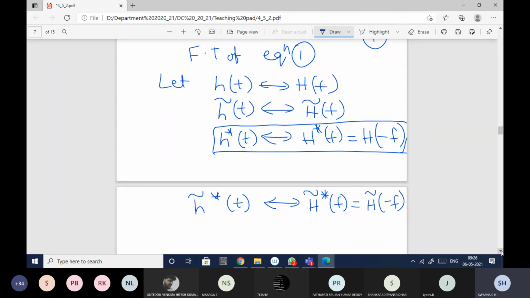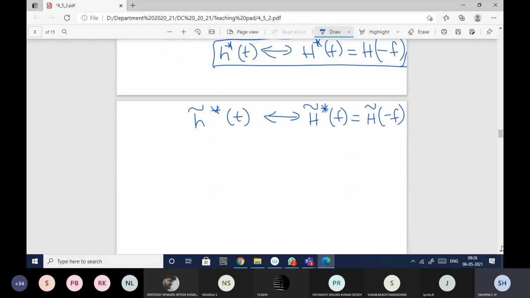Anybody have doubts in this? I've used the same property, only instead of h, I have h tilt here. That's it. H star of t, its Fourier transform will be H star of f, which I can write as H of minus f. In the same way, h tilt star of t will be H tilt star of f, which can be represented in terms of H tilt of f as H tilt of minus f. Okay, now I don't want h tilt of t and all that. What I want is h tilt star of t, the first one.